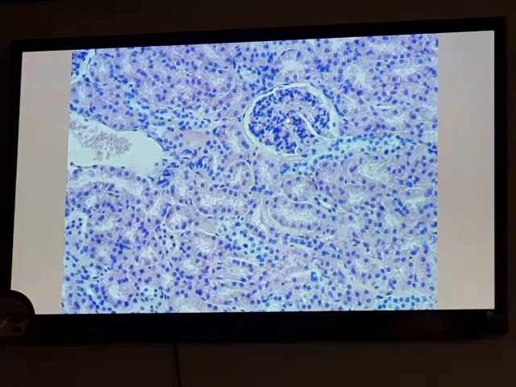We cannot distinguish it here on the slide, only the parietal layer. Between the parietal and visceral layer we have a space called the renal space.